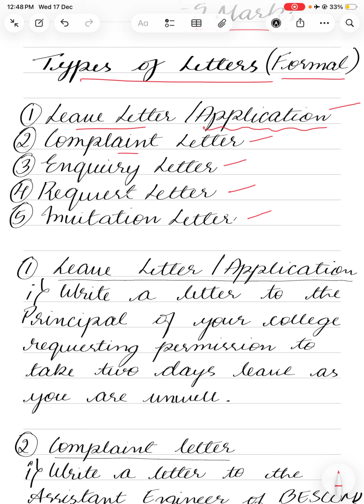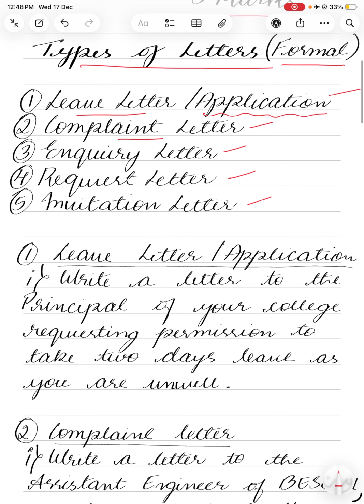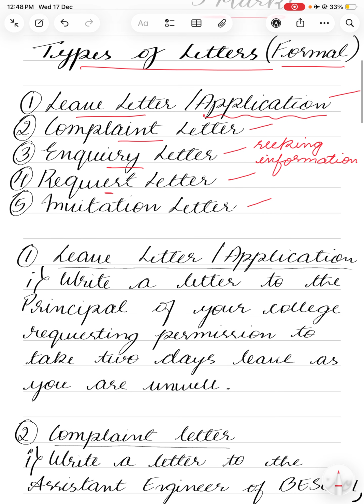Moving on, you have the complaint letter. Complaint letter, like the name suggests, you are complaining about something, so that is when you write a complaint letter. Inquiry letter is when you're asking for information, when you're seeking information. Seeking is nothing but asking. So when you're asking for information, that is when you are going to write the inquiry letter. Request letter is when you're requesting for something, so that is called the request letter. Invitation letter, obviously you are inviting someone, and that is when you write the invitation letter.